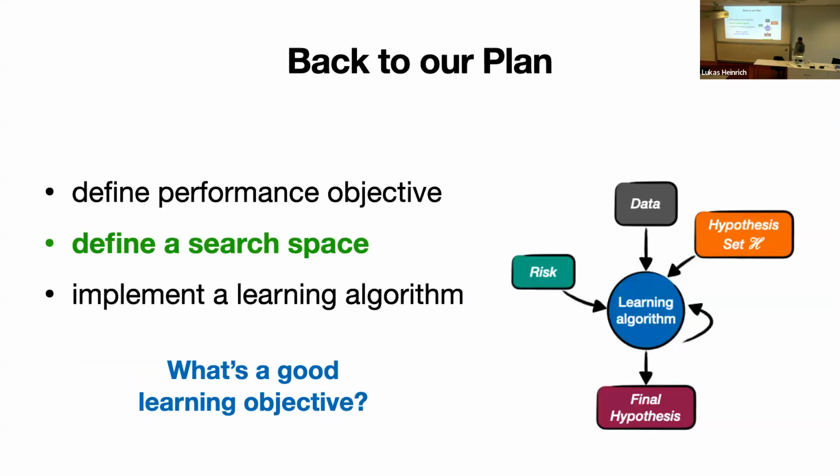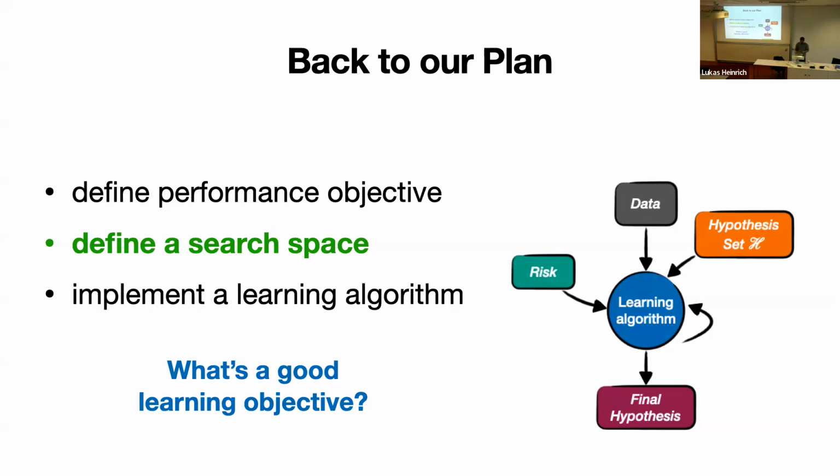Okay, so we defined our search space, so we know how to construct a space of possible distributions. And now the question is, what else do we need to do? We need to define a performance objective, and then we need to implement a learning algorithm. So let's try to do that.